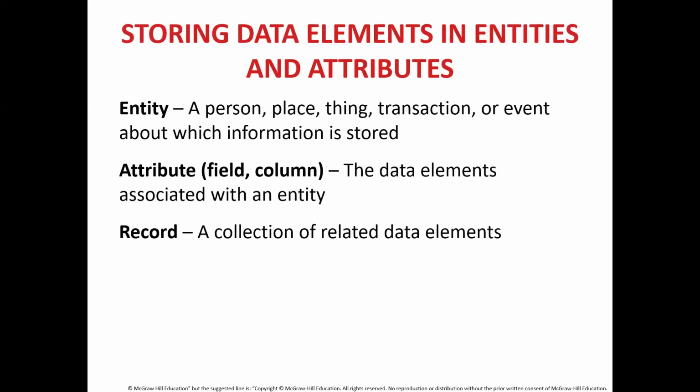Entity: a person, place, thing, event, or transaction about which information is stored. An entity in a database is often represented by the rows in a table. Attribute: the data elements associated with an entity. The columns in each table contain the attributes. Record is a collection of related data elements.